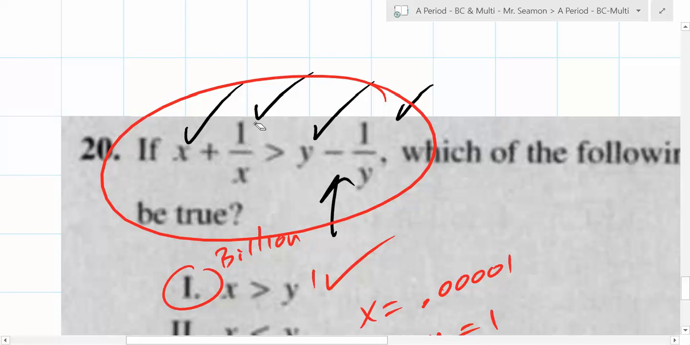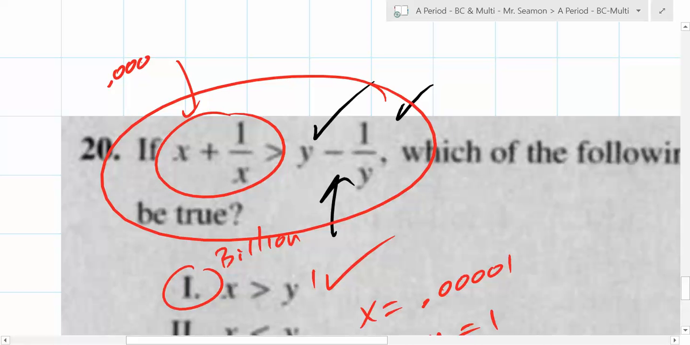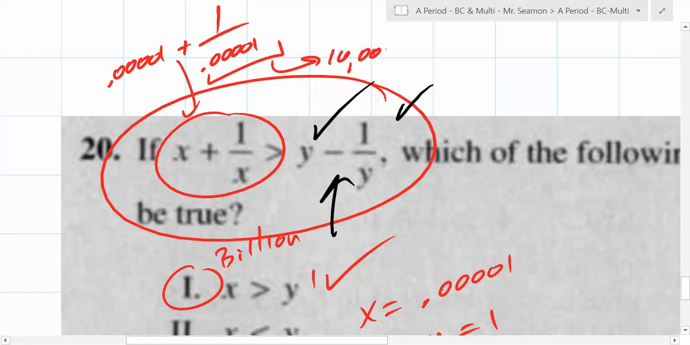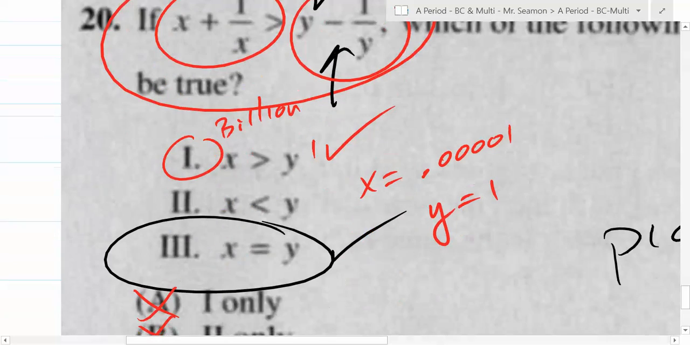So let's look at this statement, for example. On the left side right here, that's going to be 0.00001 plus 1 over 0.00001. What's 1 divided by 0.00001? Tens, hundreds, thousands, 10,000, 1/100,000. Yeah, that's 10,000 right there. Oh, we plugged in, what did we plug in for y? 1, right? We plugged in 1. What's 1 minus 1 over 1? What's bigger, 10,000 or 0, sorry. 10,000 is bigger. So can 2 be true?